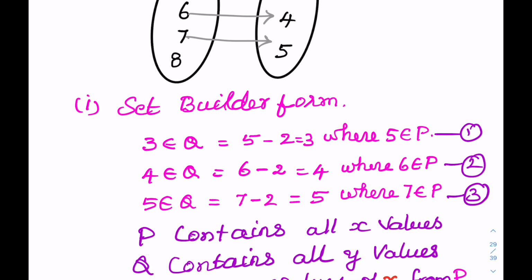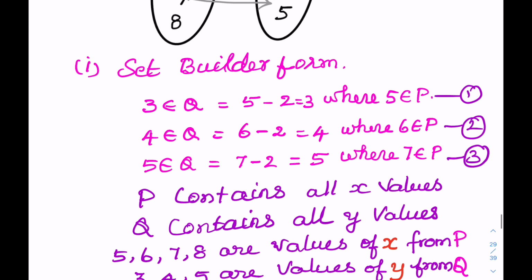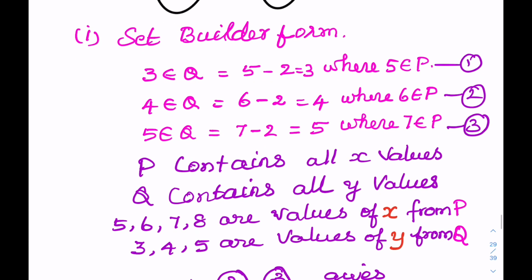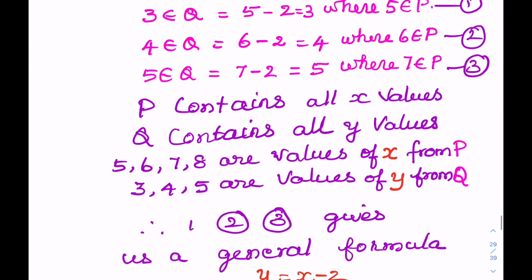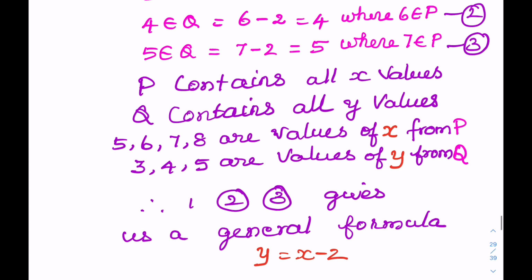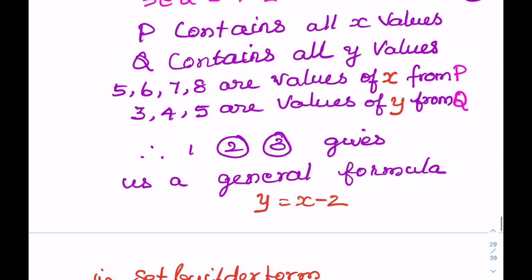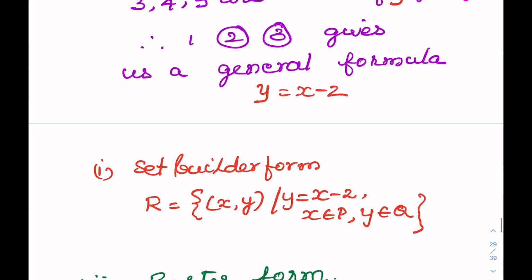So P contains all x values and Q contains all y values. For the values 5, 6, 7 of x from P, we have 3, 4, 5 as values of y from Q. So this gives us a general formula y is equal to x minus 2. To write it in set builder form, R is a set of all (x, y), where y is defined by the general formula y equals x minus 2, where x is an element of P and y is an element of Q.